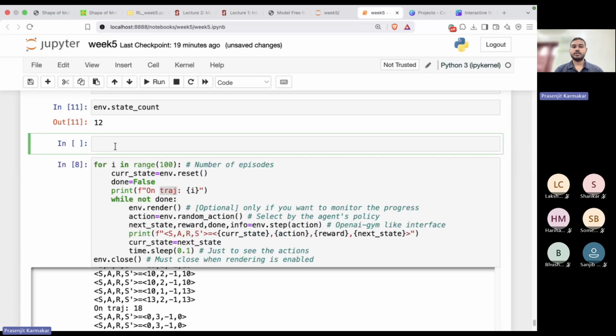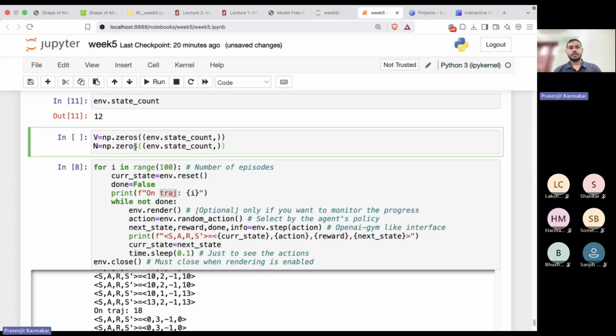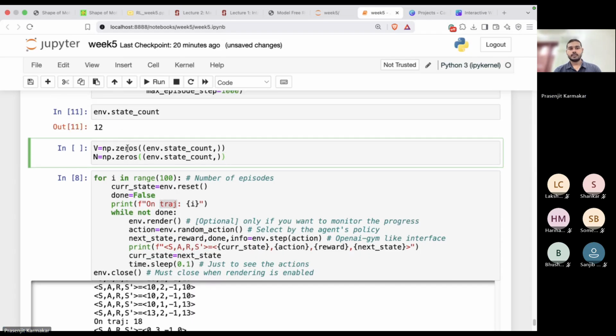So we'll initialize two things: V is equal to np dot zeros of state count, and N is equal to np dot zeros, same state count. Okay, so now these two are basically your V, your value function, and N, which is how many times each state is visited.